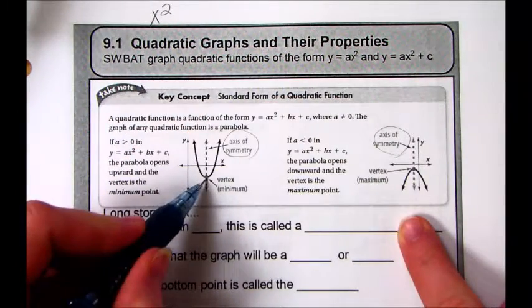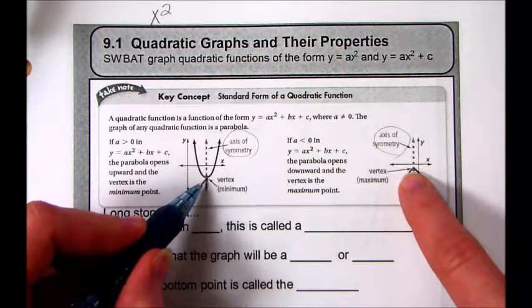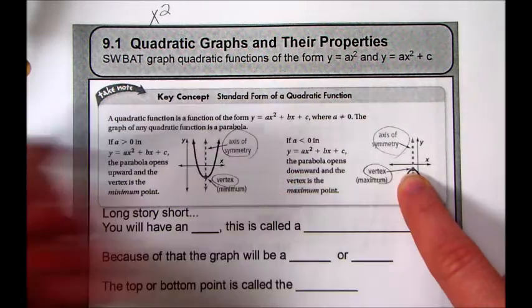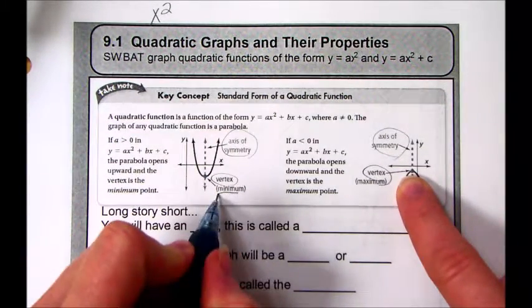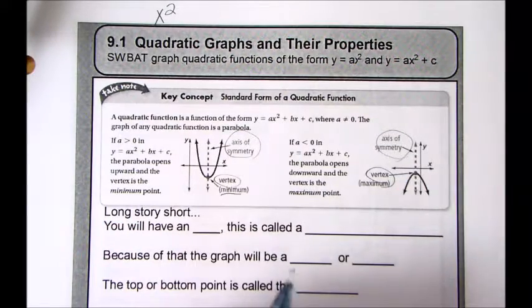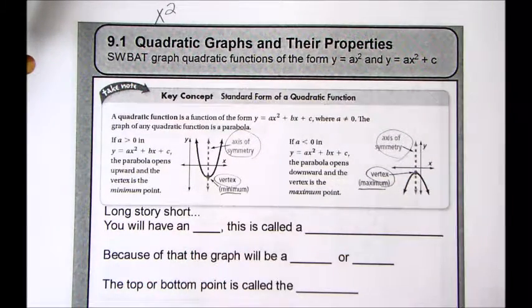And either the bottom point or the top point is called the vertex. Sometimes it's a bottom point. When it's a bottom point, it's called a minimum. Sometimes it's a top point. If it's a top point, it's called a maximum.